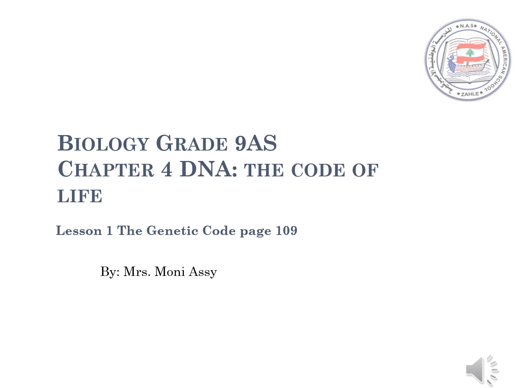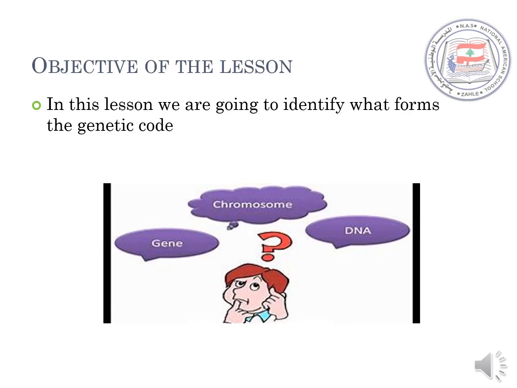This is Miss Mooney. Today we're going to start chapter 4, DNA, the Code of Life. Please open your books to lesson 1, the genetic code, page 109. We've all been wondering how chromosomes, genes, and DNA are related or form the genetic code in our bodies. The objectives of the lesson: in this lesson we are going to identify what forms the genetic code and how genes, chromosomes, and DNA are related.